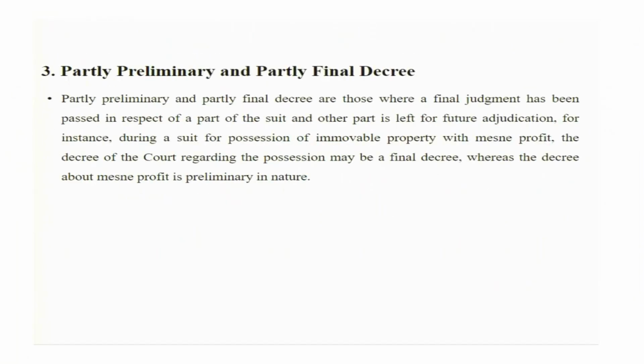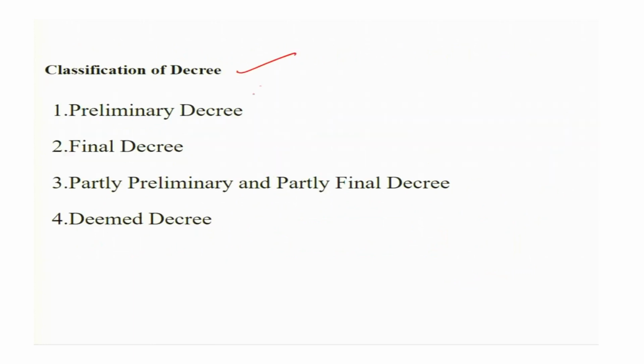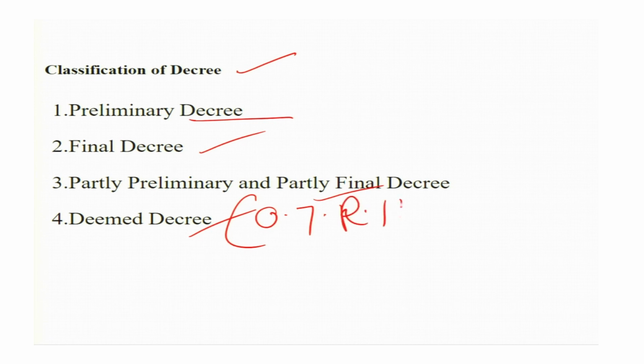So, apart from this I will tell you how a decree can be preliminary, because this is the classification of decree: preliminary decree, final decree, partly preliminary and partly final, deemed decree. Deemed decree I have already discussed, because this was directly coming in section 2, so that is the reason I have taken it first. Rejection of plaint and restitution is called deemed decree. Rejection of plaint under order 7 rule 11 is a deemed decree, and restitution under section 144 is a deemed decree. You can write it in bracket also, order 7 rule 11 rejection of plaint and section 144. These are the examples of deemed decree.